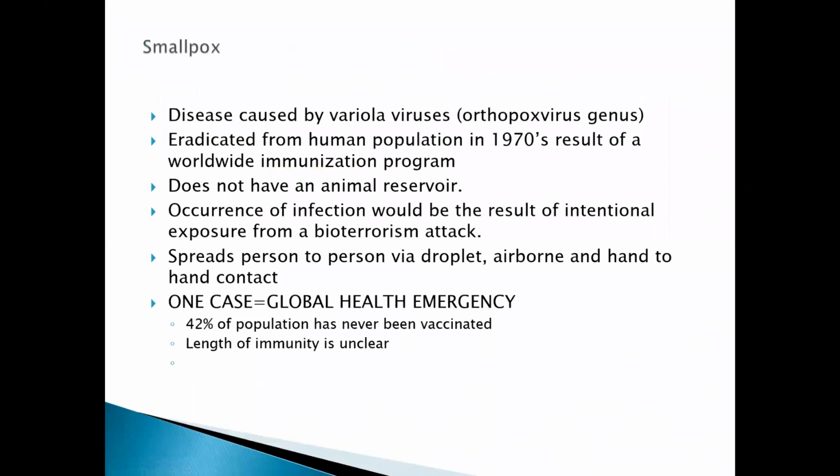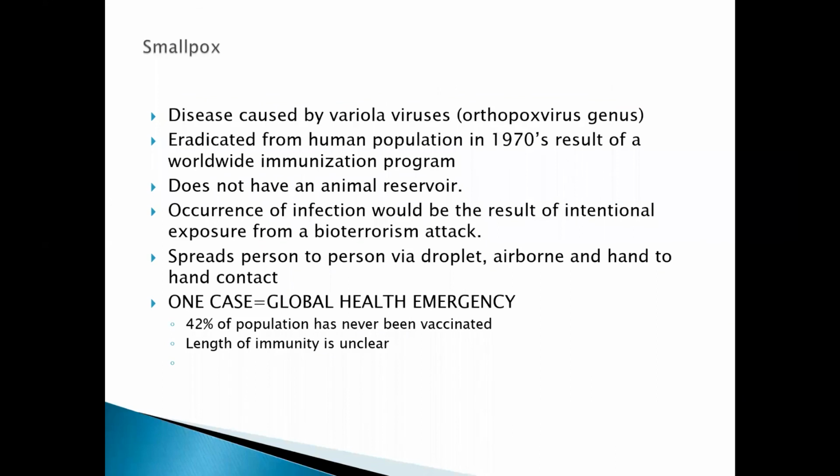More about smallpox is that it's a disease caused by variola viruses like the orthopox virus genus. It was eradicated from the human population in the 1970s as a result of a worldwide immunization program. It doesn't have an animal reservoir. The occurrence of infection would be the result of intentional exposure from a bioterrorism attack. Smallpox does spread via droplet, airborne, and hand-to-hand contact.